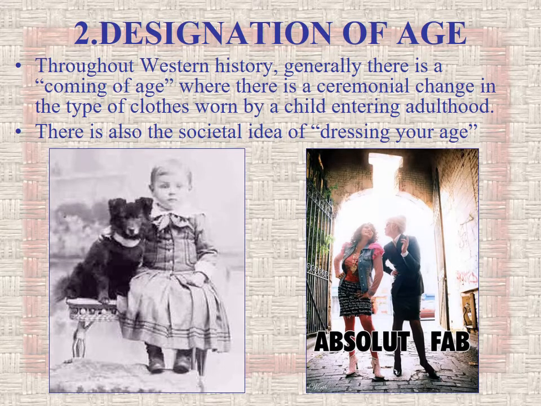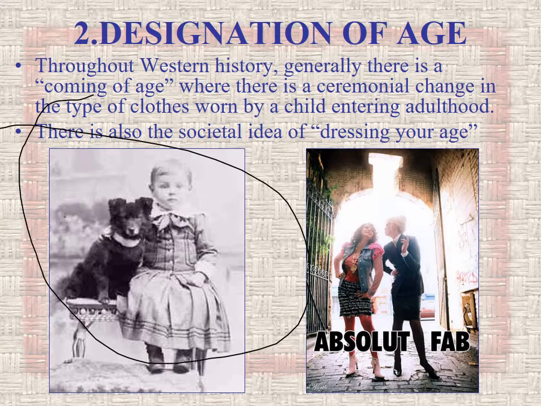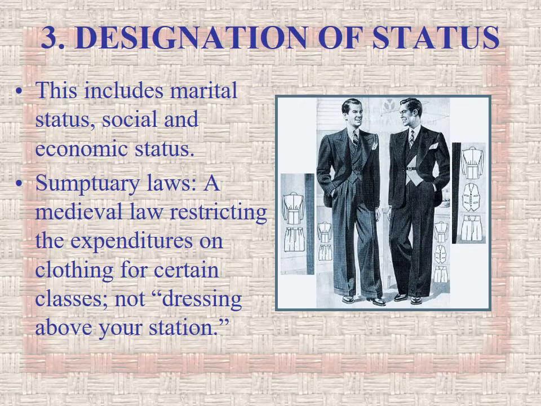Designation of age, again, starting to slide away, but at the time, we still have this through most of Western history. Coming of age, putting your big boy pants on or your big girl pants on. You see on this picture here on the left, generally, all children, toddlers under a certain age were dressed in dresses. Boys and girls, it didn't matter. There was also the idea of dressing your age. Why is she wearing that skirt? That skirt is too short for a woman of her age. So there is an age designation.